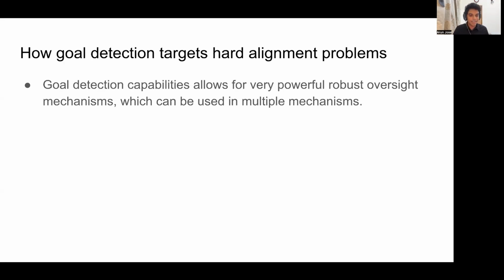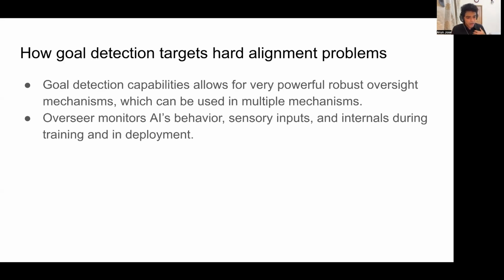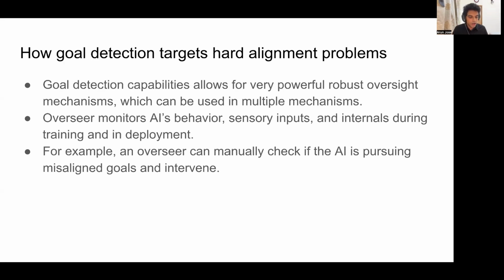And the idea here is that goal detection capabilities give you a really powerful, robust oversight mechanism. As we can see here, we talk about an overseer that monitors the AI's behavior, sensory inputs, and internals during training and deployment. This is just how you can picture any kind of training procedure as working out currently or in the near future. One thing that we want to enable an overseer to do is manually check if the AI is pursuing misaligned goals and then intervene if it is. There are subtleties involved with why you might not want an overseer to just manually check it, or why you might want that.